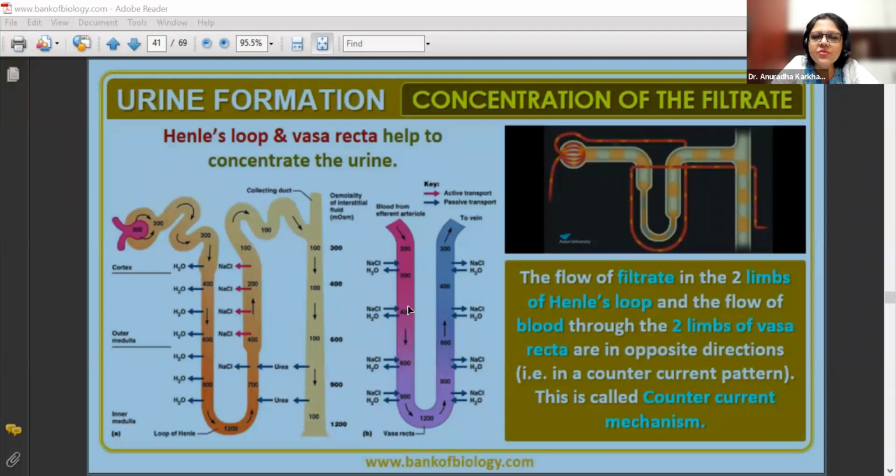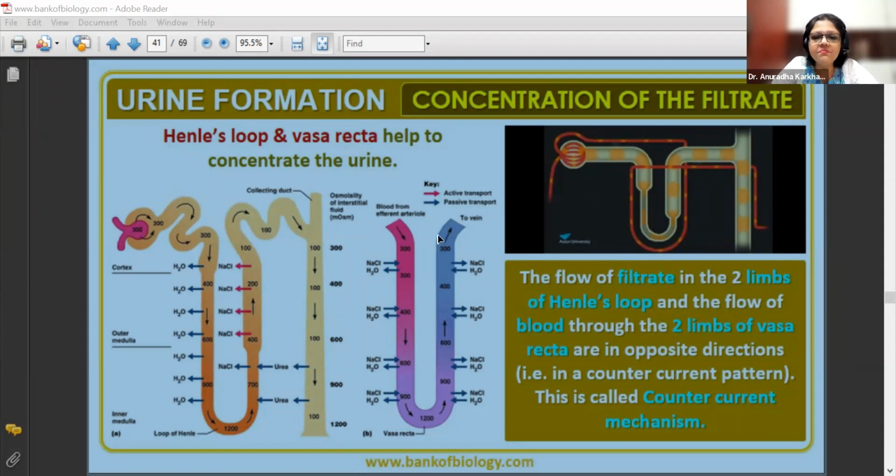Then as it is going to move towards the loop of Henle, and then it is going to the vein. तो vein का मतलब क्या हो गया? Deoxygenated हो गया ना? Yeah, the numbers represent the concentration.